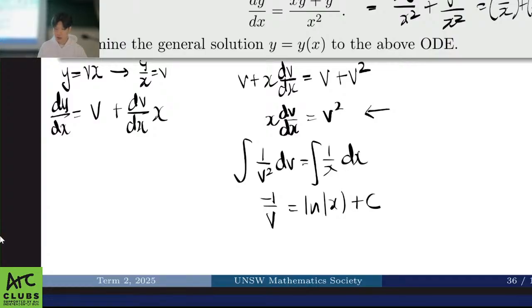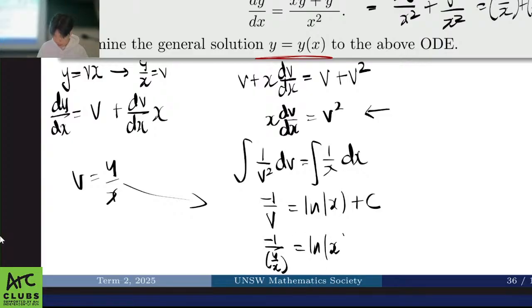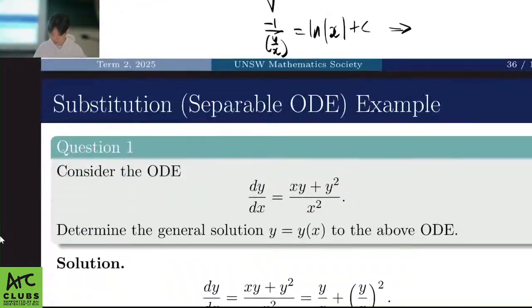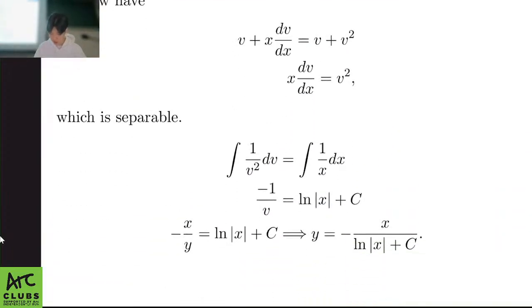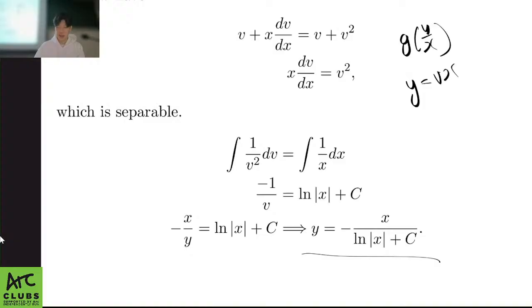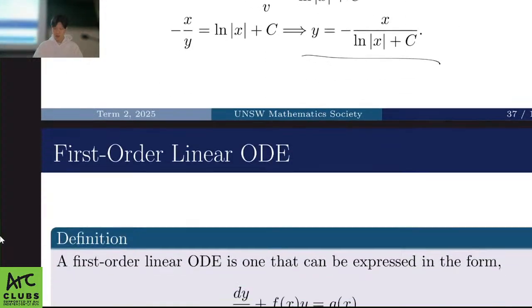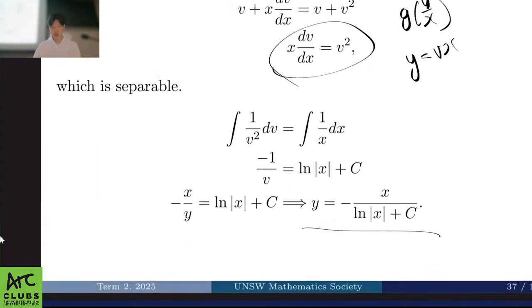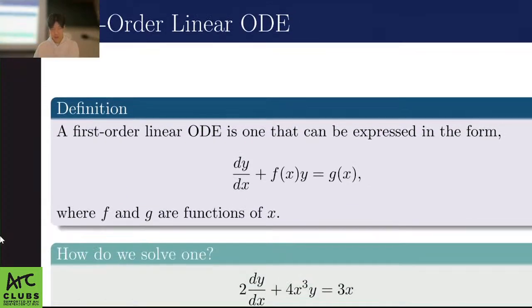However, the question asks, we want it in terms of y. So, since v is equal to y on x, I want to put that back in. So it's going to be minus 1 on y on x equals ln x plus c. And then rearranging it, we get y is equal to minus x on (ln x plus c). So that is how, because it was in the form y on x, we can use y equals vx and then turn it into something separable, like here. Yeah, if you don't want to do this, you can use Maple, which is more reliable, to be honest.